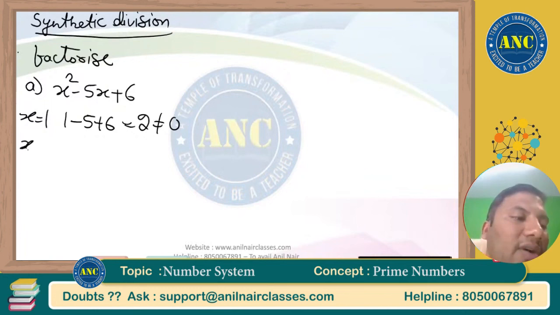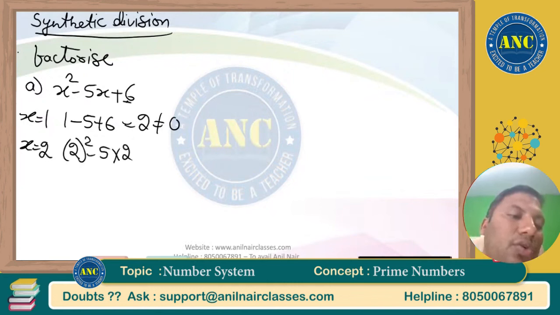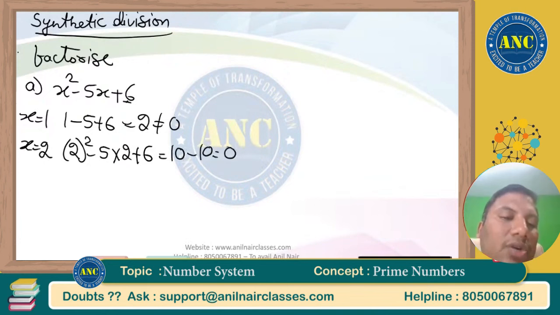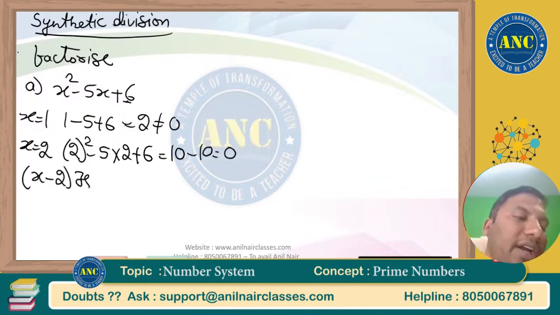Then take x equivalent to 2. I am taking the factors of the constant. x equivalent to 2. 2 square minus 5 into 2 plus 6. 4 plus 6, 10. 10 minus 10 is equivalent to 0. That means x minus 2 is a factor.